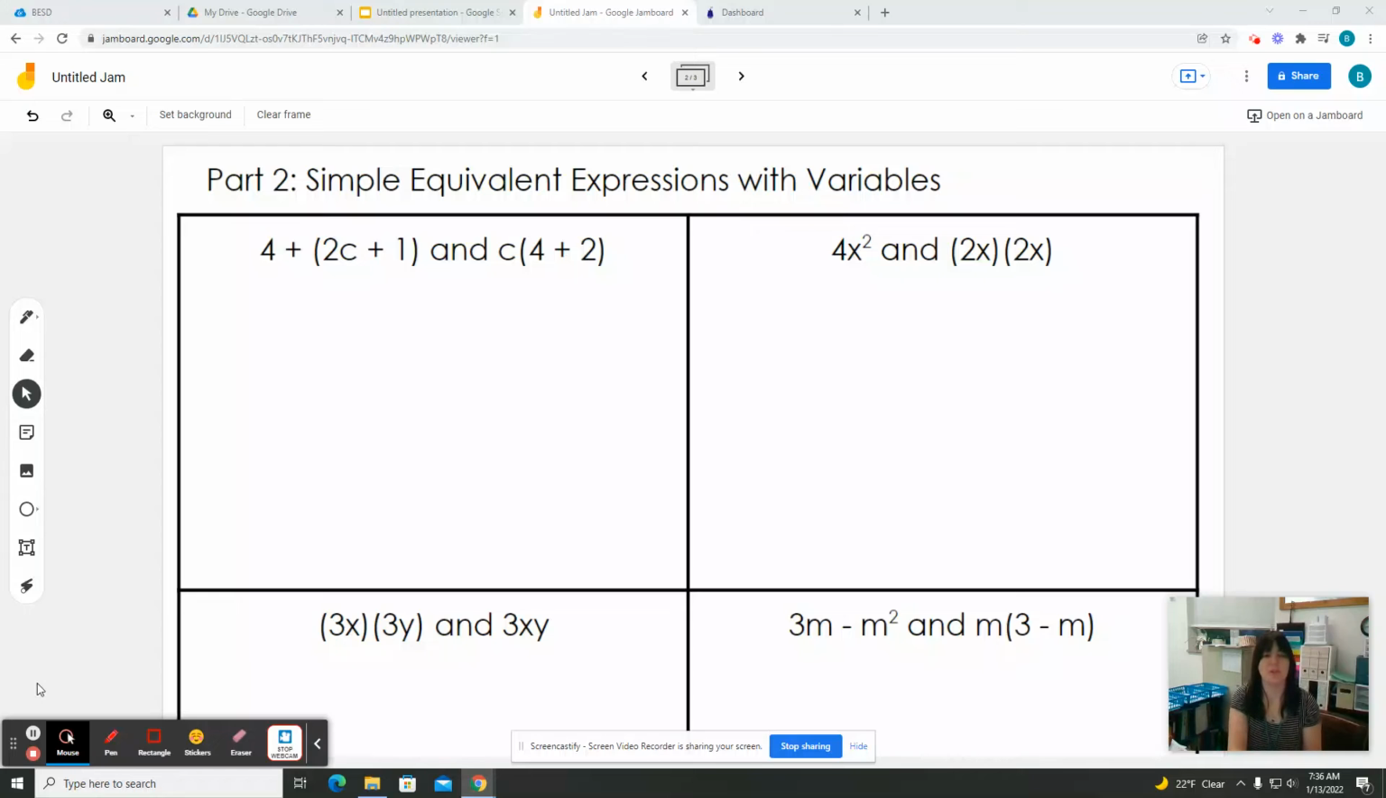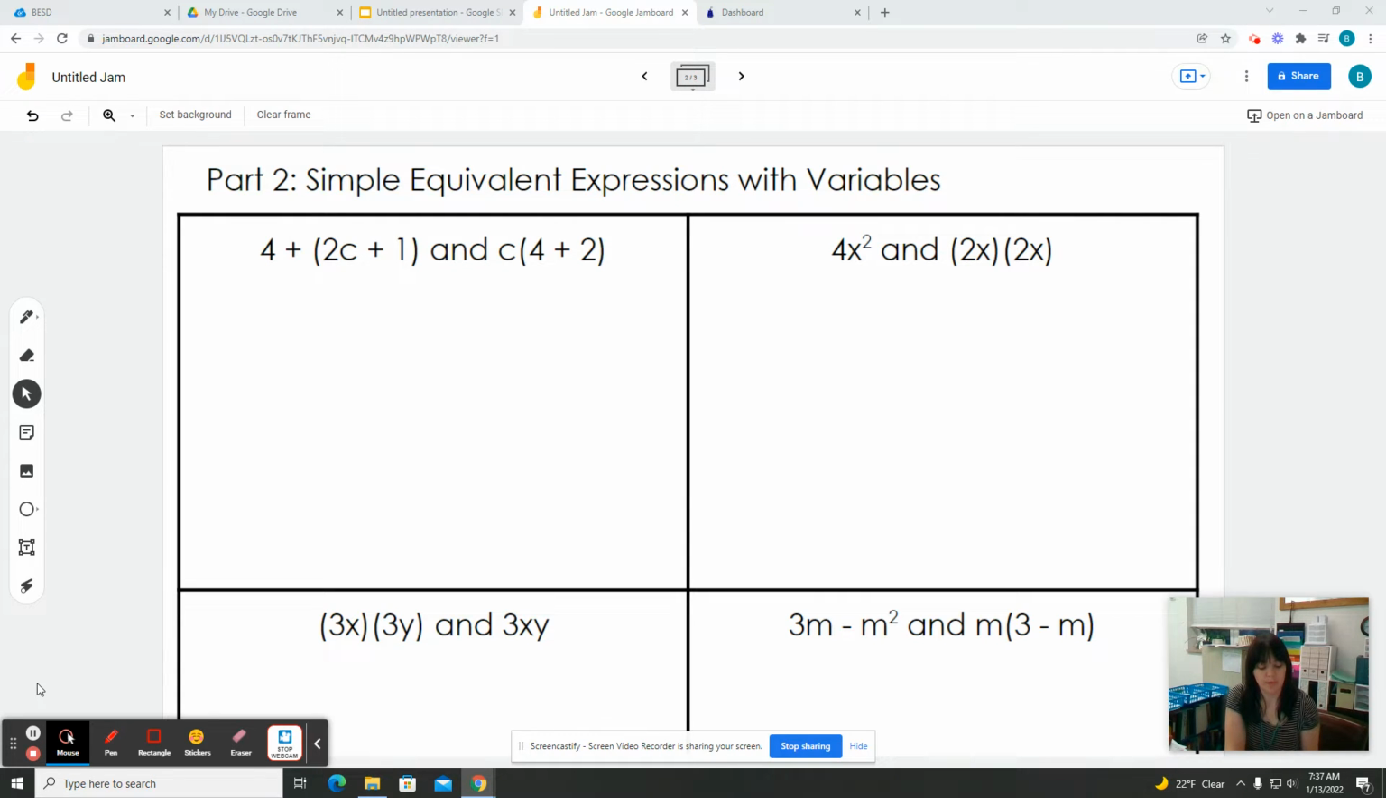Right, this is part 2, doing simple equivalent expressions with variables. Before, we were just doing numbers to show how we can determine if they're equivalent numerical expressions. But with these algebraic expressions, expressions that have variables in them, we're not necessarily going to have a number answer, right? A variable is going to be in our answers because we don't know what the variables represent.